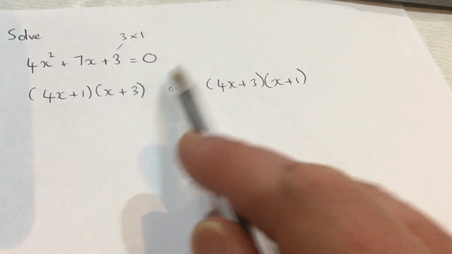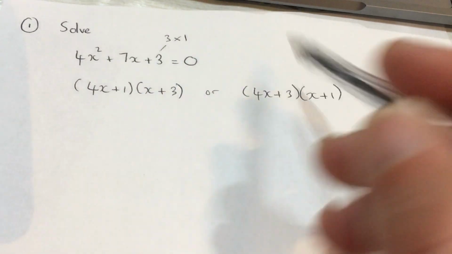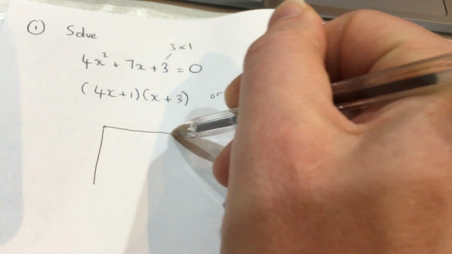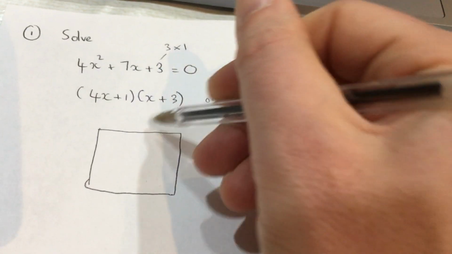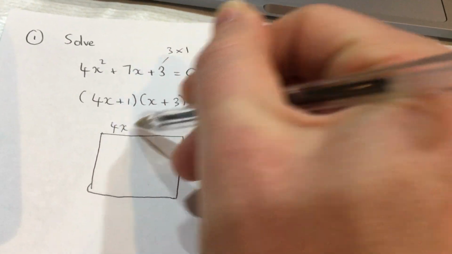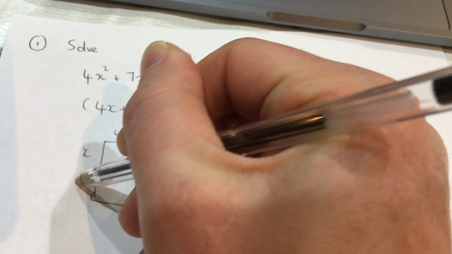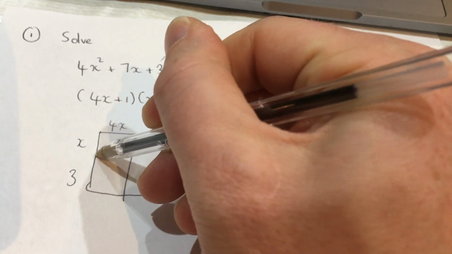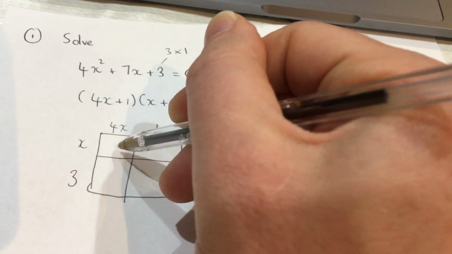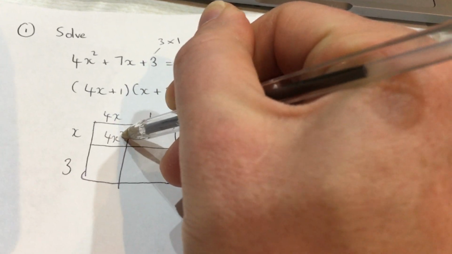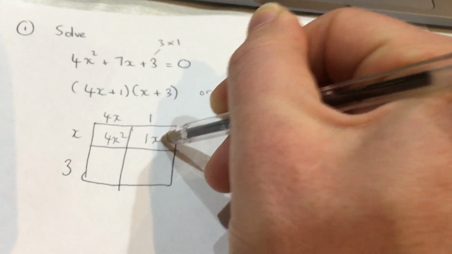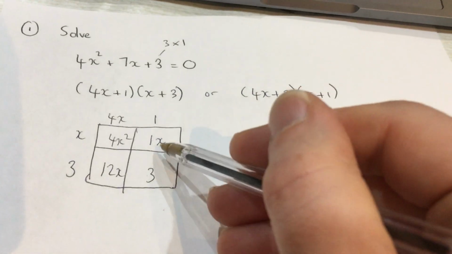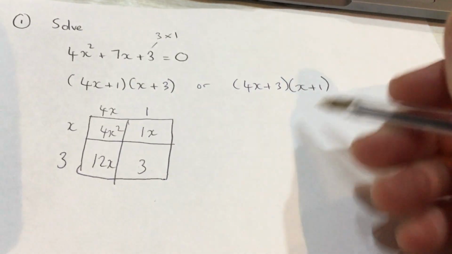And the question is, which of these expands to give this as an answer? Now we can use FOIL or the grid method. I'll use the grid, just for clarity. 4x, 1, x and 3, and we use trial and error to see which one gives that as an answer. Now, if I expand this first bracket, 4x times x is 4x squared, 1 times x is 1x, 3 times 4x is 12x, and 3 times 1 is 3. And 1x plus 12x doesn't give 7x.